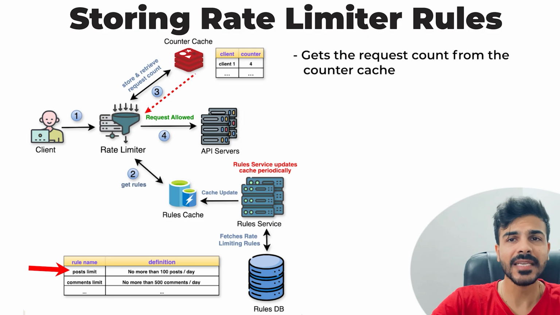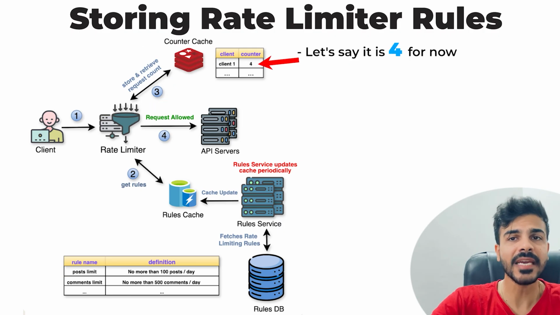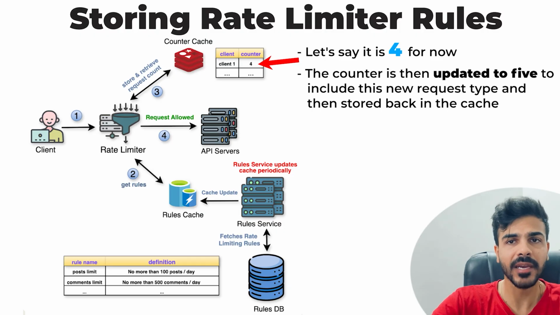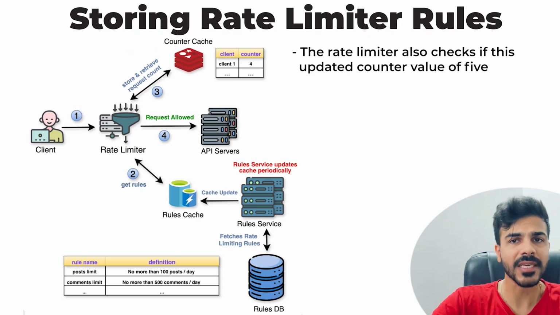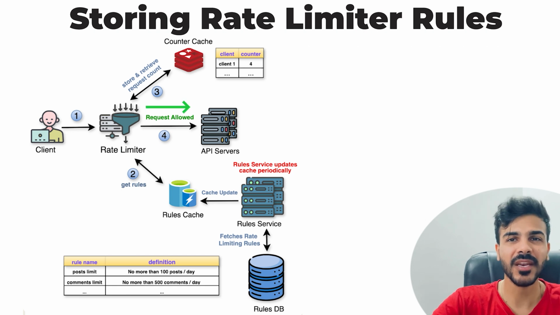The rate limiter then gets the request count from the counter cache. Let's say it is 4 for now for this client. The counter is then updated to 5 to include this new request and then stored back in the cache. The rate limiter also checks if this updated counter value of 5 is less than our limit of 100. Since 5 is less than 100, our counter is below the threshold, so the request is forwarded and allowed.